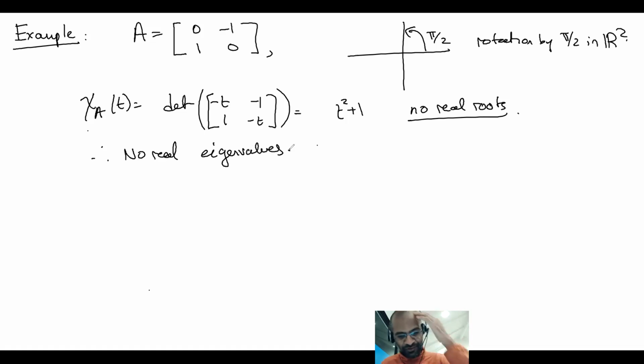And that makes sense, right? Because is there any direction which is fixed when you rotate it by pi by 2? No, right? There's no direction in the plane such that when you rotate it, you get back the same direction.